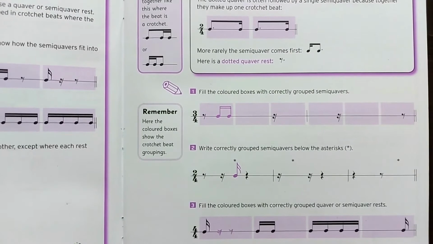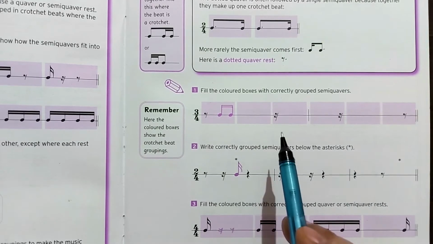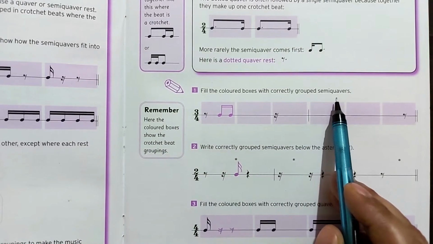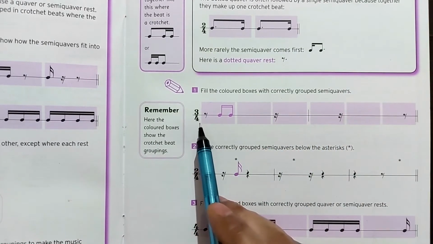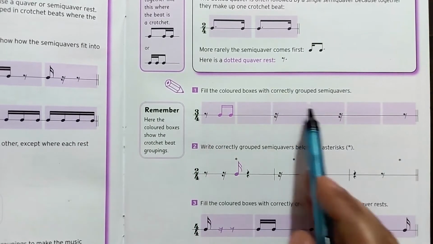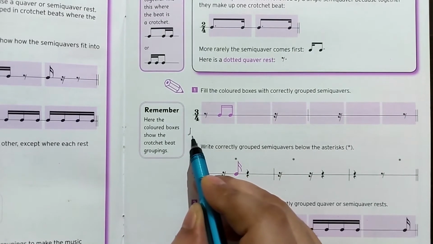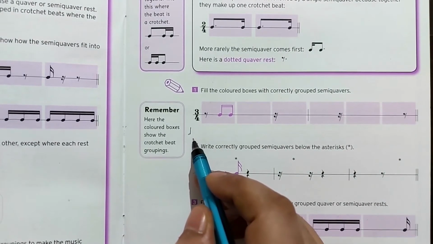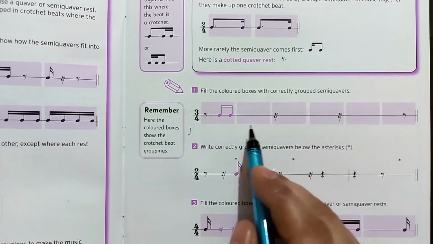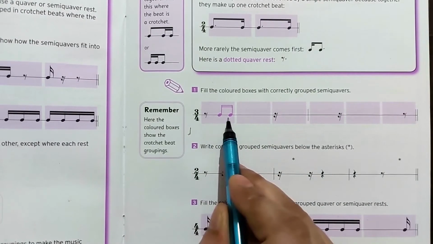In the first one, you can see they are telling us to fill the correct boxes with correctly grouped semi-quavers. This is very important, that you check the semi-quavers are correctly grouped. Now if you see the time signature first, this is 3/4. That means in each bar we should have 3 crotchet beats value. You write 3 crotchet beat value, which you have to show through semi-quaver notes. So let's start. You can see this is the given example.